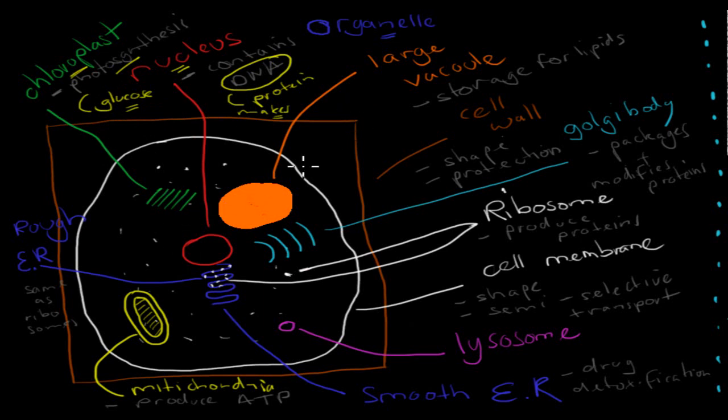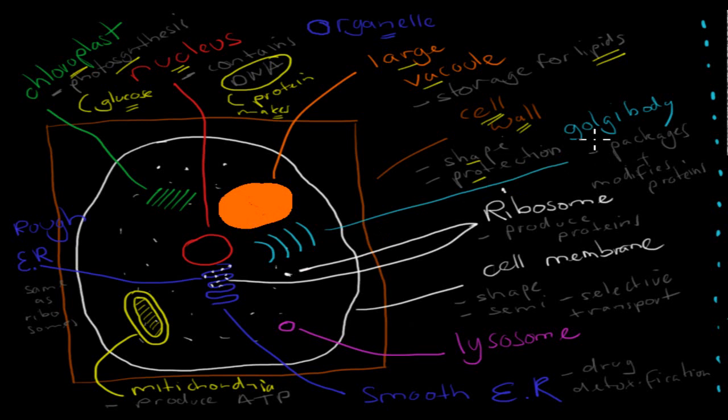We have also the large vacuole. The large vacuole can be found in plant cells. The animal cells have small vacuoles. These vacuoles, they're more or less storage site for lipids. Lipids are fats, so we can store your fats in those large vacuoles. Your cell walls, again, this is something that only plant cells have, bacteria cells too, but not animal cells. Cell wall gives shape, protection, and structure to a cell, and an animal cell can't have it because it has to be flexible, it has to be able to move around. A cell wall is very rigid, so it would be too rigid for an actual animal cell.